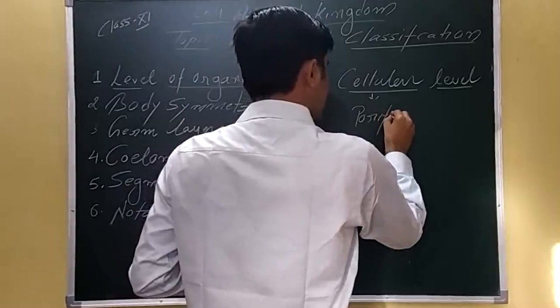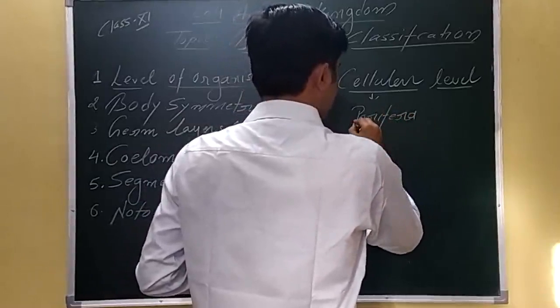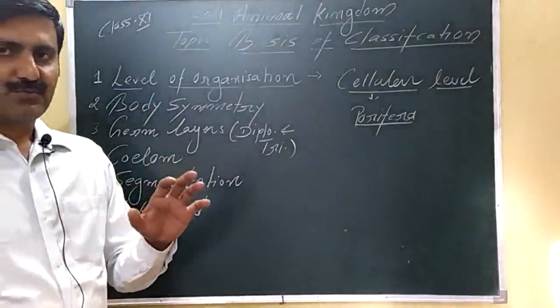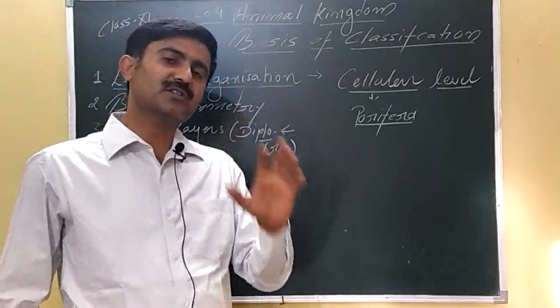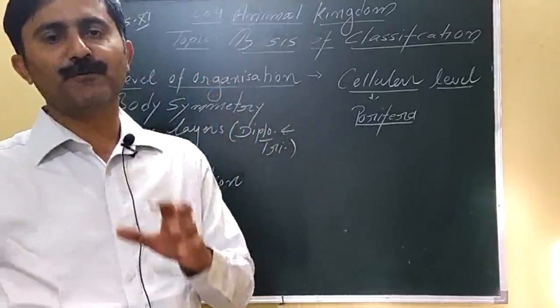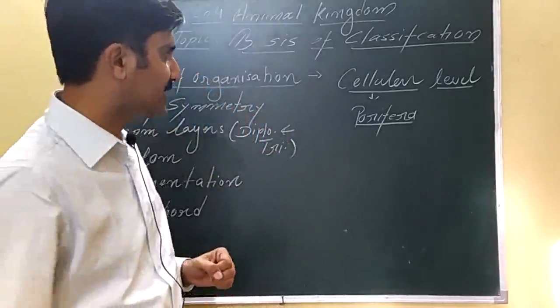Porifera we will discuss in detail later on. These are commonly known as sponges. They do not have tissue. They consist of cells. Individual cells are differentiated and they perform different functions. So they are present as cell aggregates.